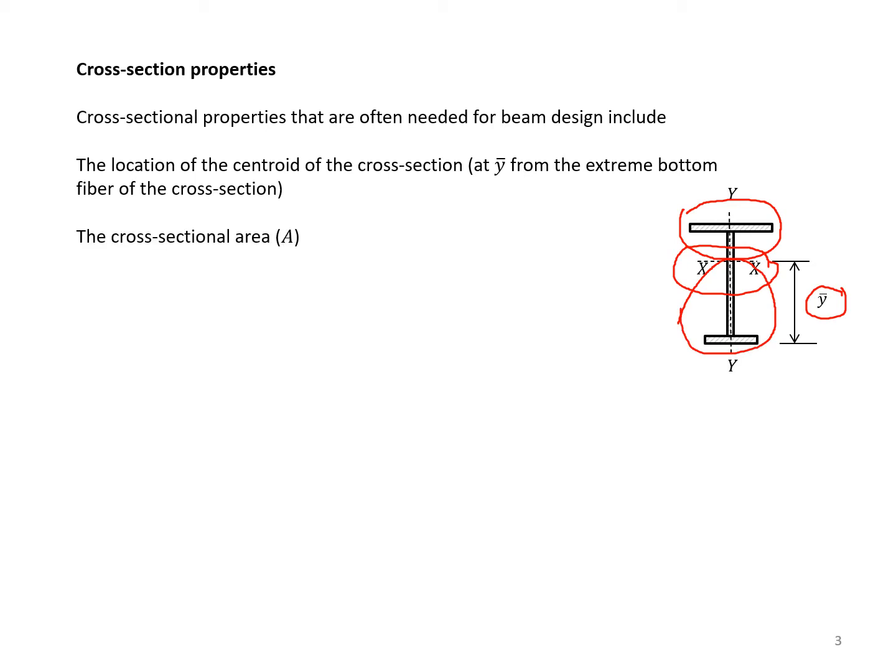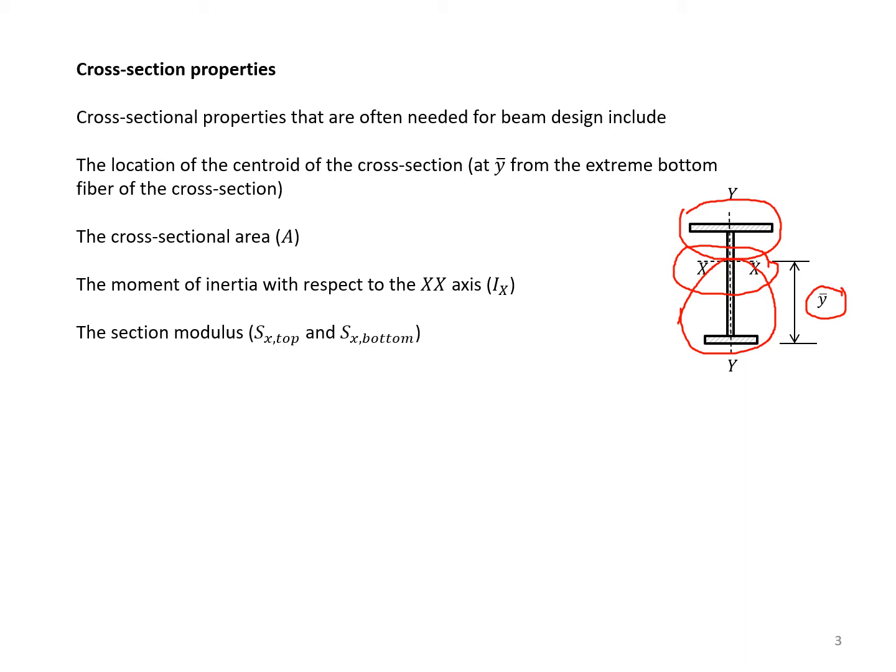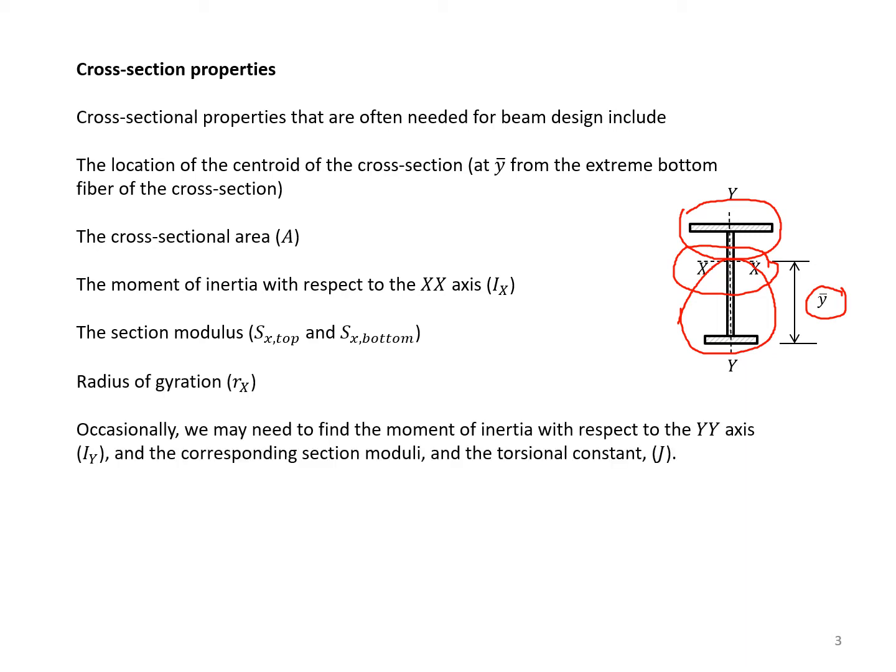The cross-sectional area A, the moment of inertia with respect to the x axis, which we call Ix, and the section modulus Sx for the top and for the bottom. Also the radius of gyration Rx. Occasionally, we may need to find the moment of inertia with respect to the y axis, which we call Iy, and the corresponding section moduli and the torsional constant J. We talk about these a little bit later.